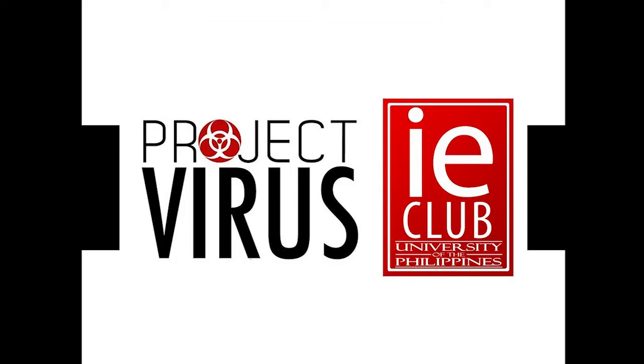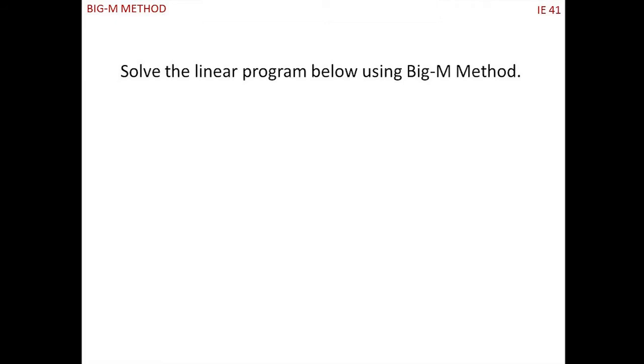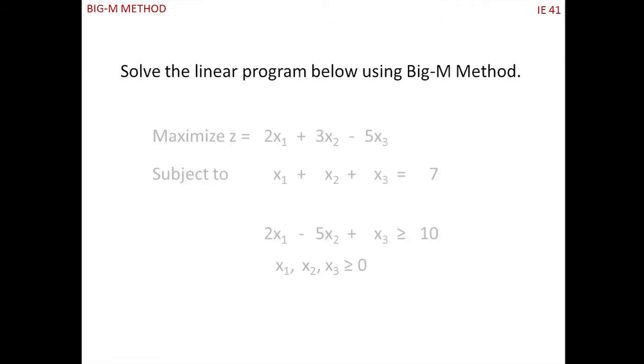Two-phase and big M. Solve the linear program below using A, big M, and B, two-phase. Maximize z = 2x₁ + 3x₂ − 5x₃, subject to x₁ + x₂ + x₃ = 7, 2x₁ − 5x₂ + x₃ ≥ 10, while x₁, x₂, and x₃ are all greater than or equal to 0.